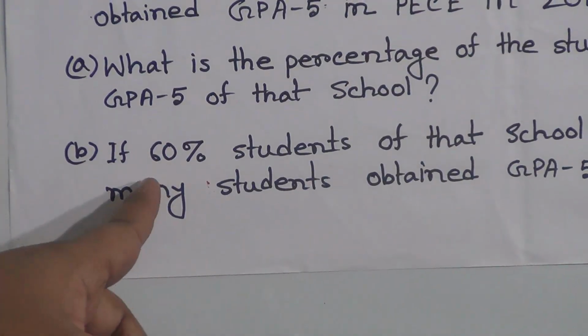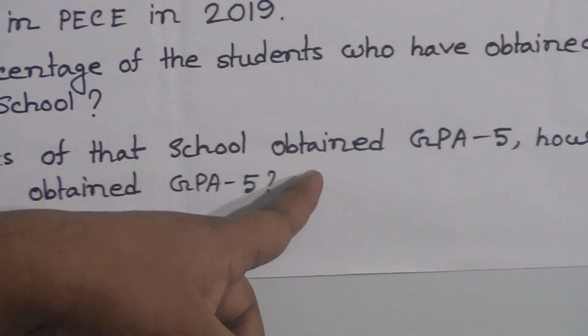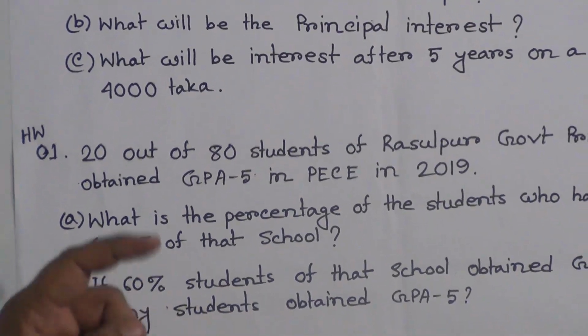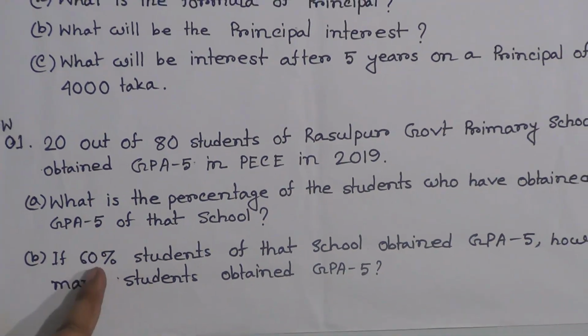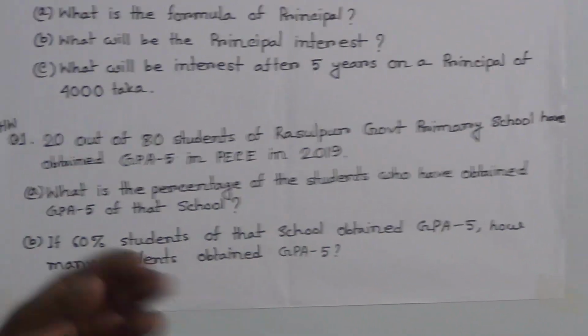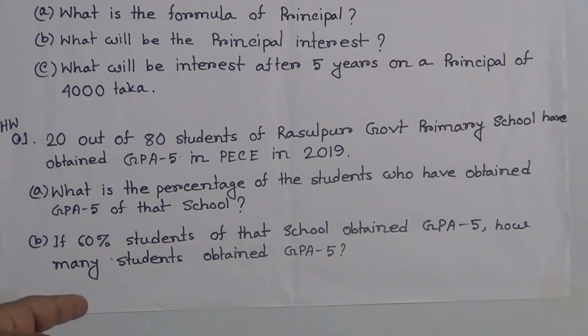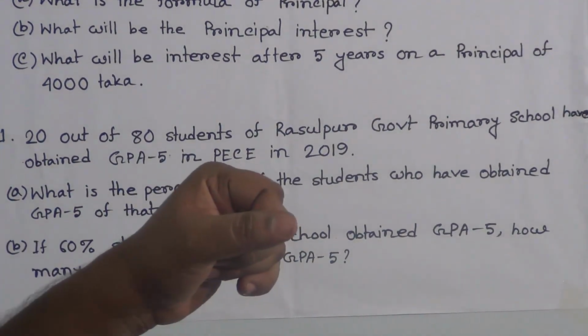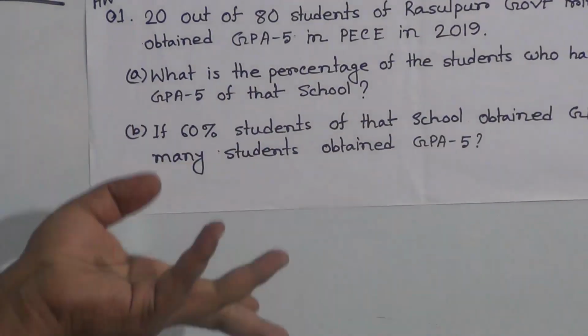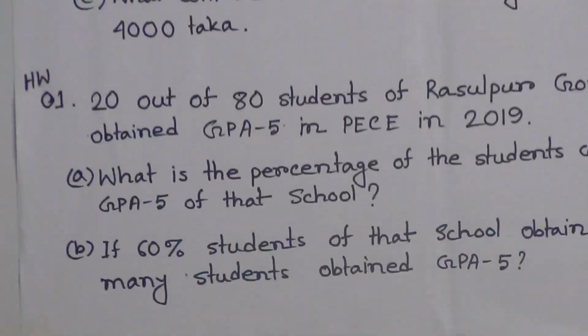Question number B, if 60% students of that school obtained GPA 5, how many students obtained GPA 5? Notice 60% is given. What do you mean by 60%? 60% means out of 100 students, 60 students got GPA 5. So out of 1 what and out of 80 what. Okay, by this way we find out question number B's solution, B's answer. Okay, I hope you have understood.